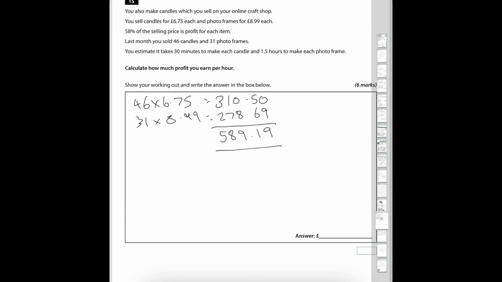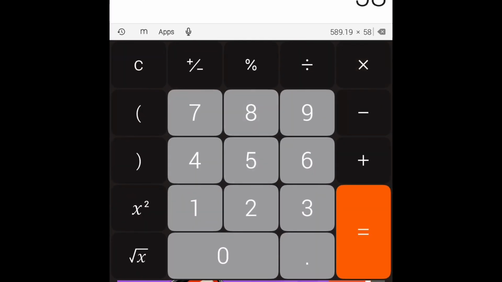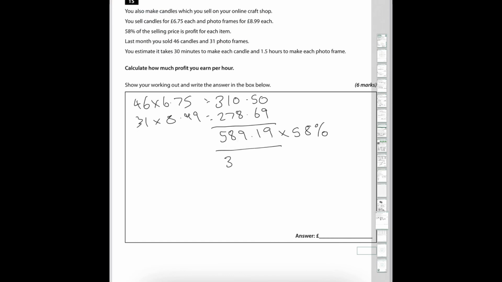Okay, so we've got the selling price for everything. We now need to work out the 58% profit. So all we do then is times that by 58%. That's 341.73. Okay.